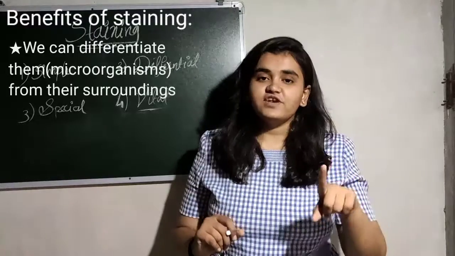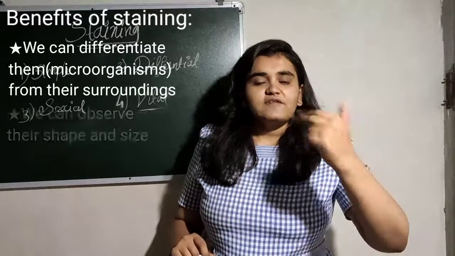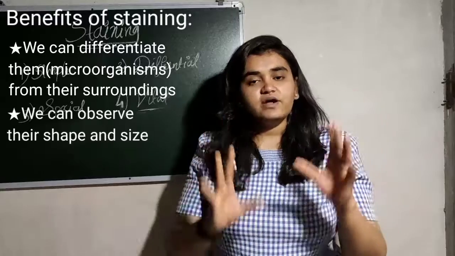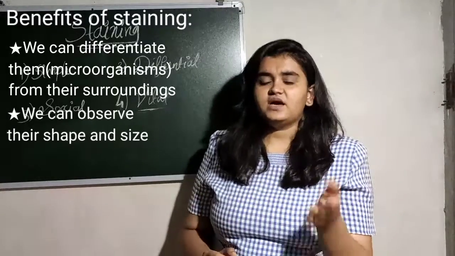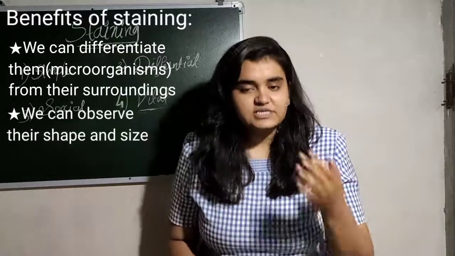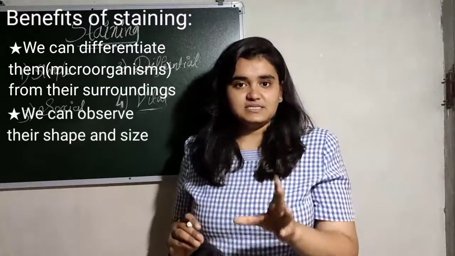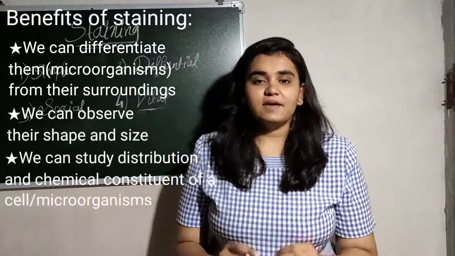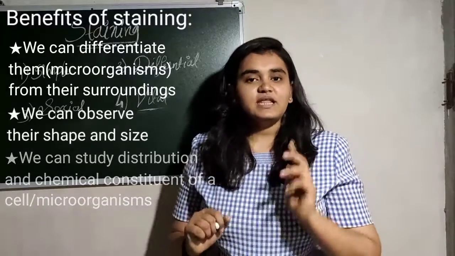First one, we can differentiate them from their surroundings. And second one, as they are differentiated, we can come to know what shape they are, like whether it is spherical, whether it has pointy structures, and so on. And we can even measure its size, right? Next one is understanding its chemical composition. Let us understand this with an example.